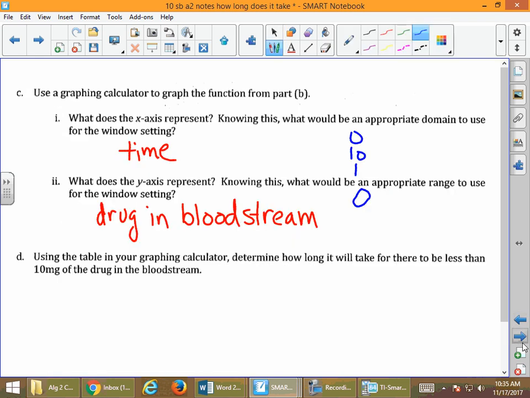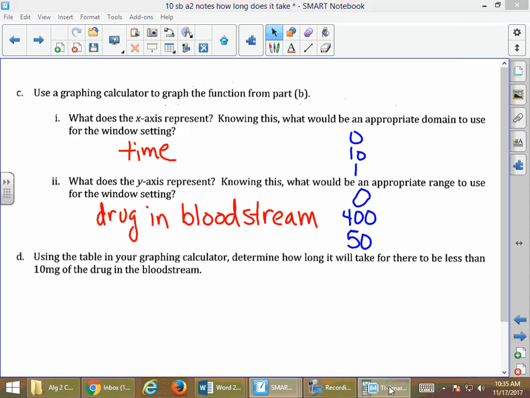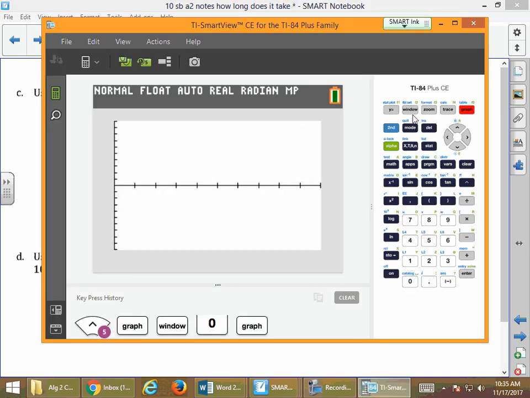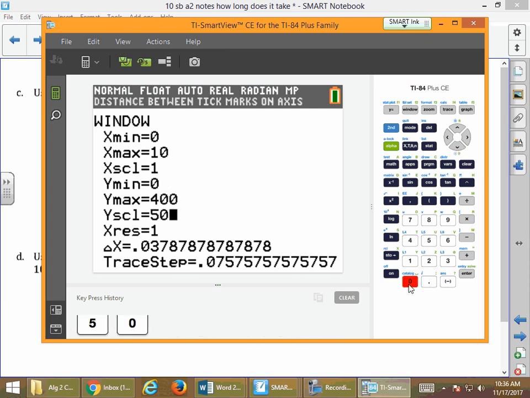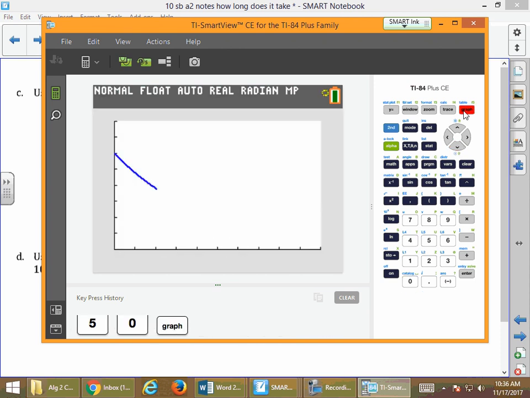Again, you just sit down at your desk at the kitchen table and you play around with it. In terms of the scale, I'm going to do 50 this time. But on the y's, 0, and 400, and 50, and let's see if we actually get a picture. And we do.